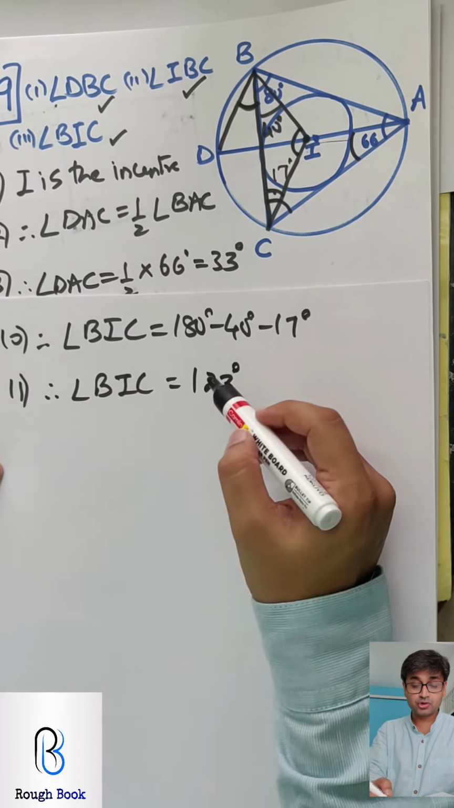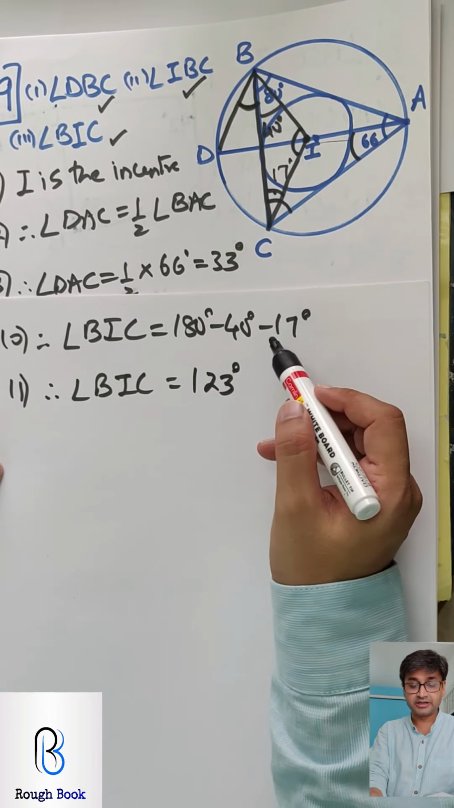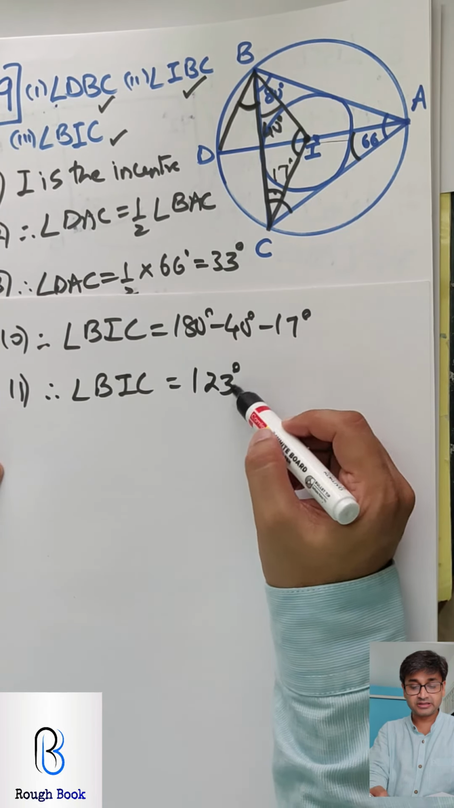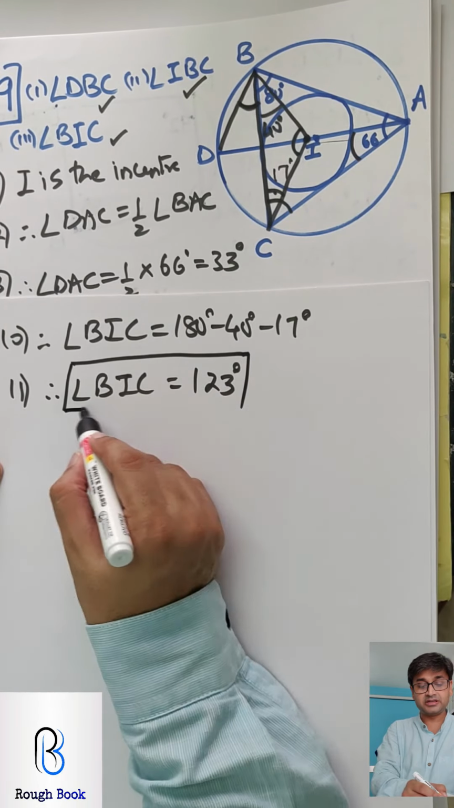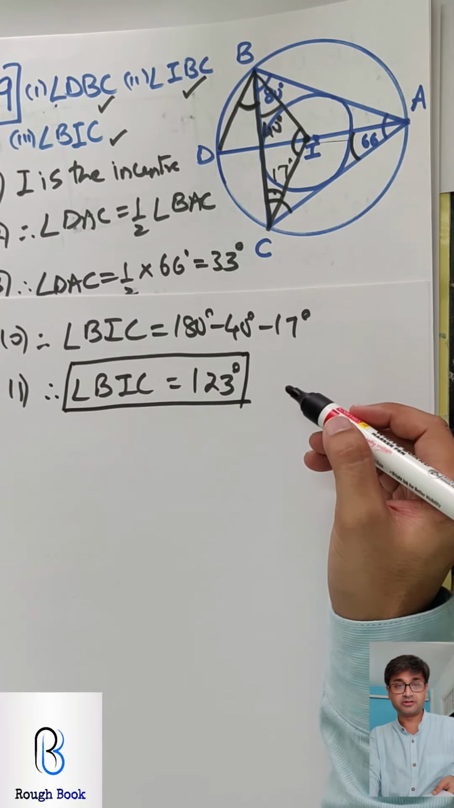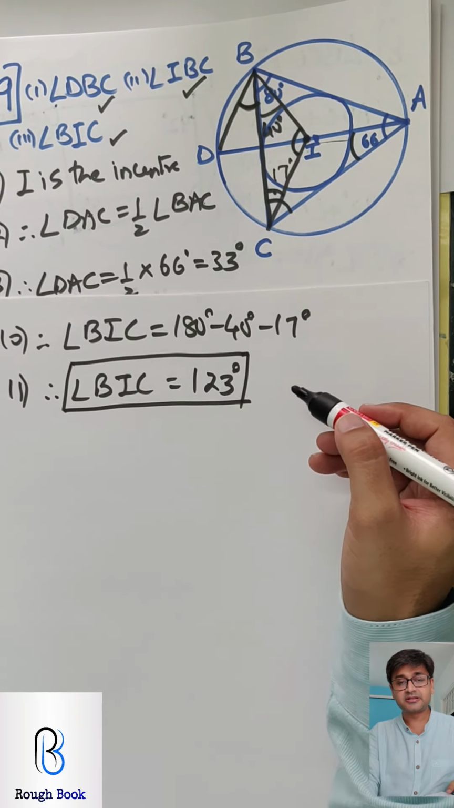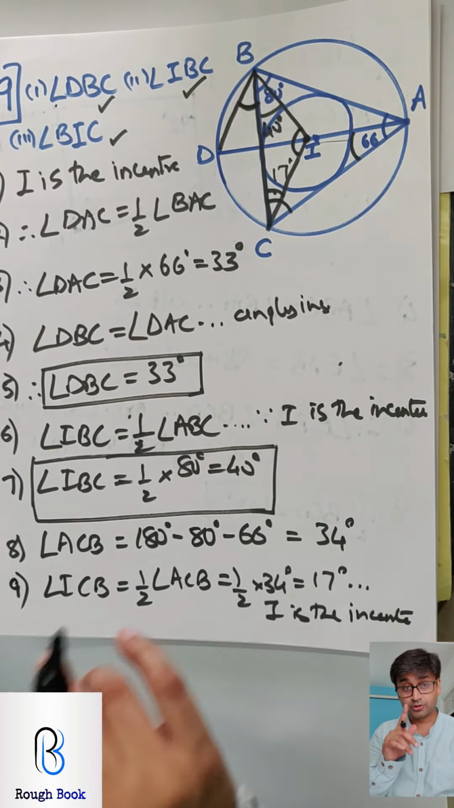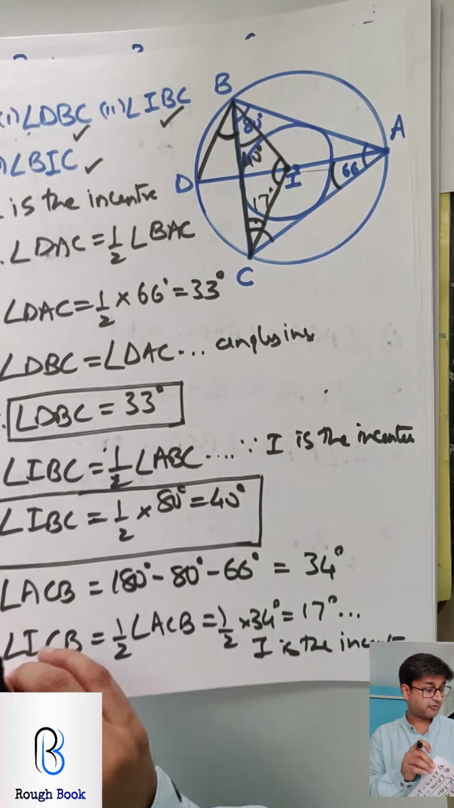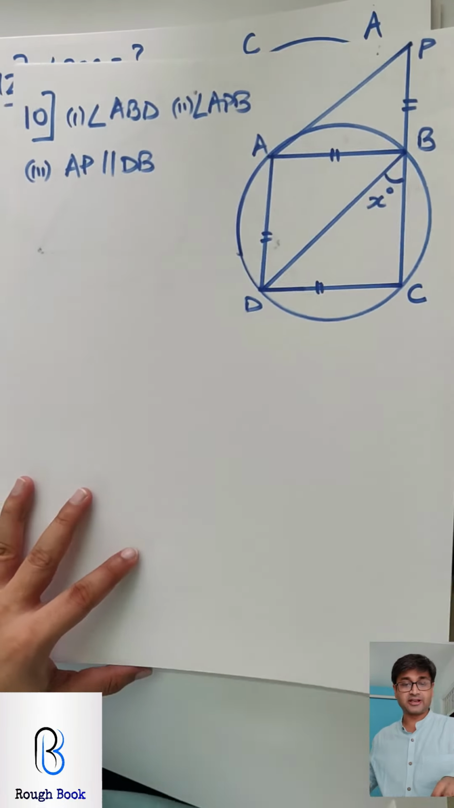So let me be sure, 40, 50, 60, 70, 80. So 180, perfect. So your BIC should be 123 degrees. Got it? So this last part is the deceiving part, which most of the students do wrong. I want you not to do it wrong, yeah? Because I've already briefed you what is the catch.